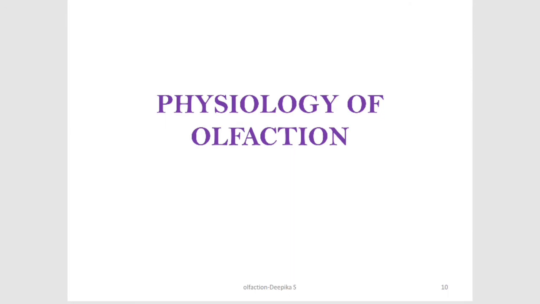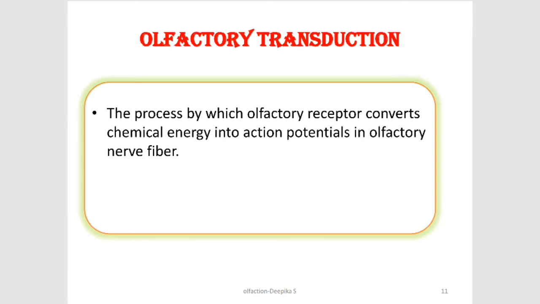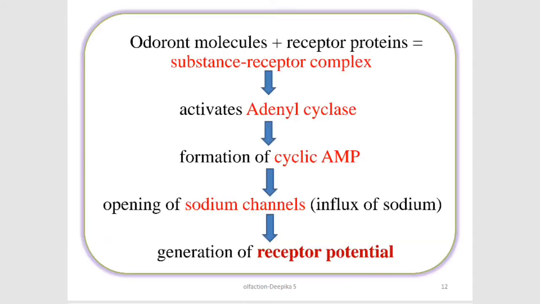Next, we will see the physiology of olfaction. Olfactory transduction. Transduction is nothing but the conversion of one form of energy into another form. In the case of olfactory transduction, the olfactory receptor cells will convert chemical energy into action potentials in olfactory nerve fibers. In this mechanism, odorant molecules attach to receptor proteins present in the receptor cell. These together form a substance-receptor complex.